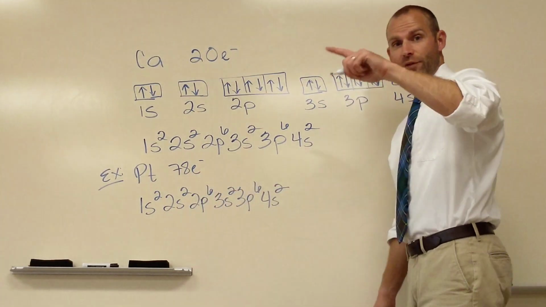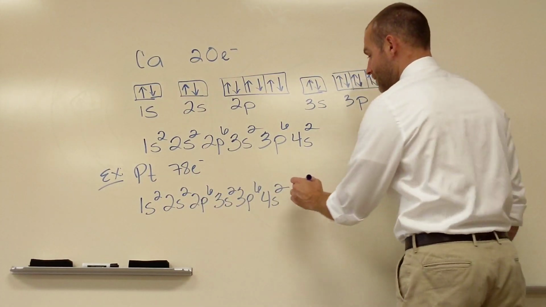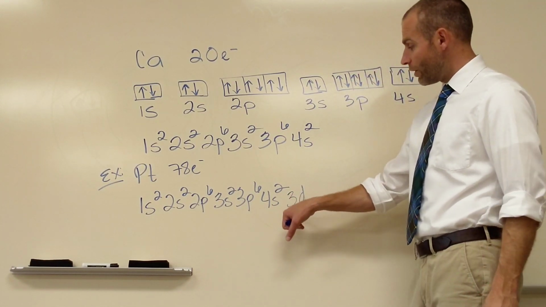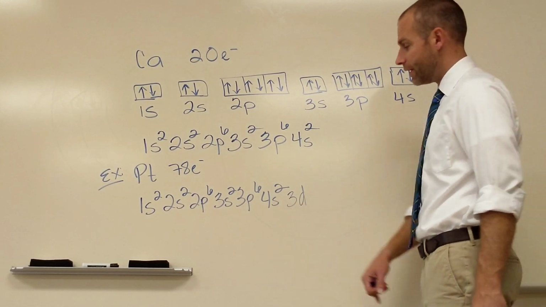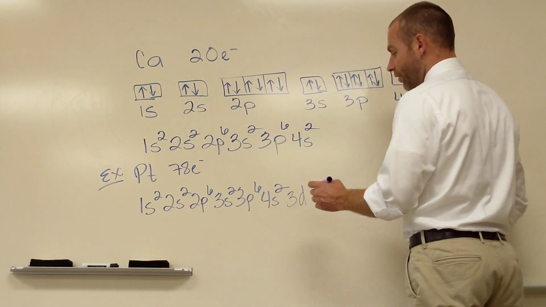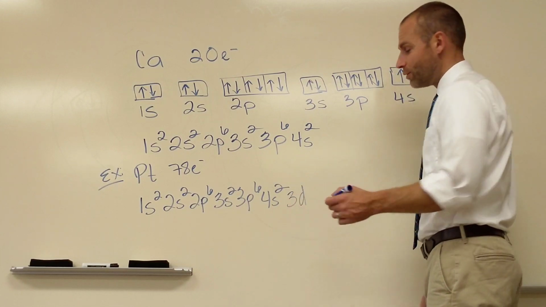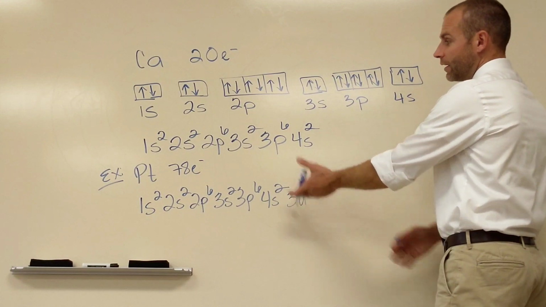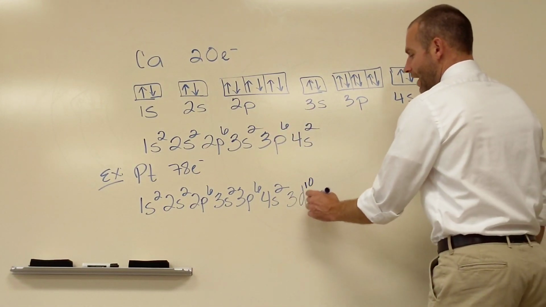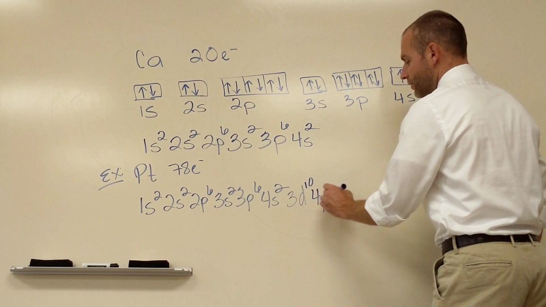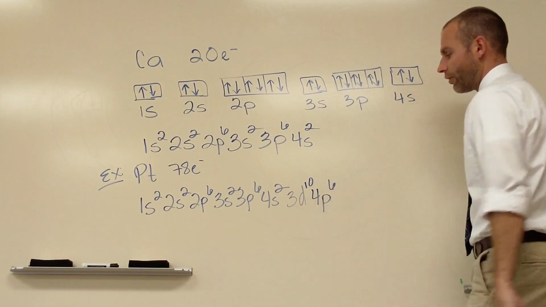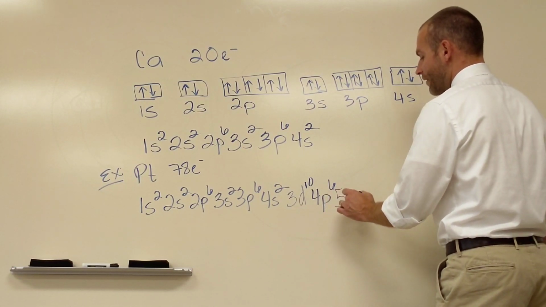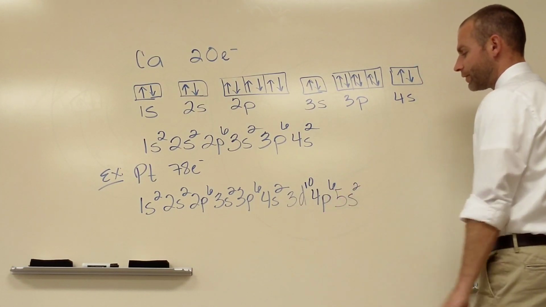After the 4s, if you look back at that filling order, is the 3d, keeping in mind that d's are always one number less than the row they're in. So this is the 3d, and we're going to fill that all the way up. How many electrons can fit into a d? A maximum of 10. So we're already up to 30, almost halfway there. After the 3d is the 4p, and we fill that all the way up with its 6 electrons. After the 4p is the 5s, and we fill that with 2.